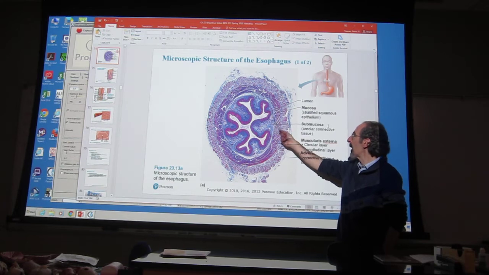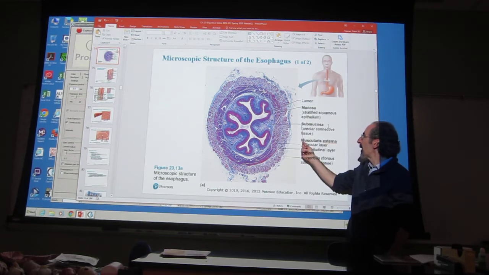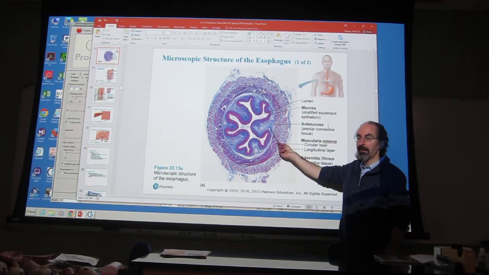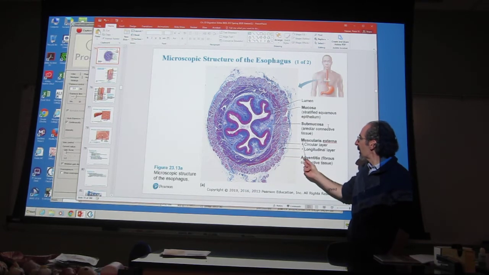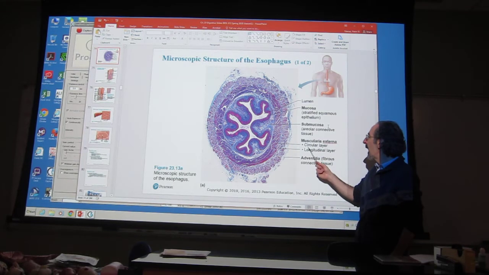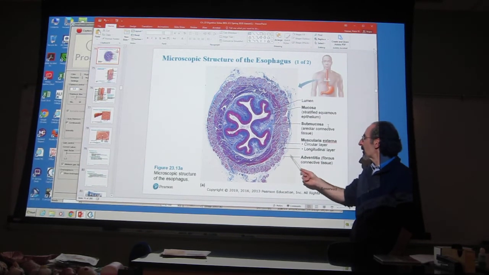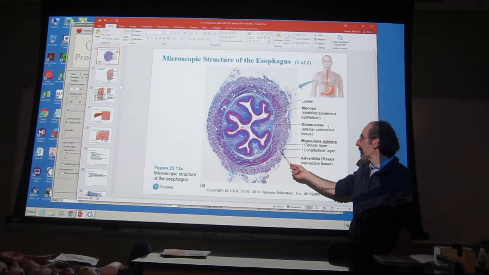The first layer is epithelium, and if you recall in the esophagus, the epithelium is stratified squamous. The second layer is the submucosa. This consists of connective tissue. The third layer is called muscularis externa. It's composed of smooth muscle, and it contains two layers. The inner layer is called the circular layer. The outer is called the longitudinal layer.